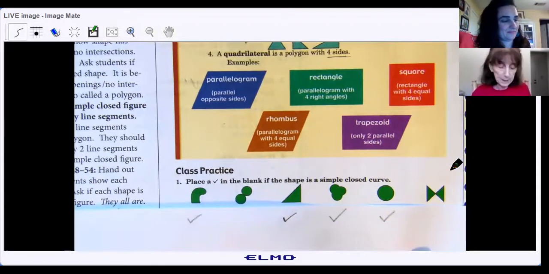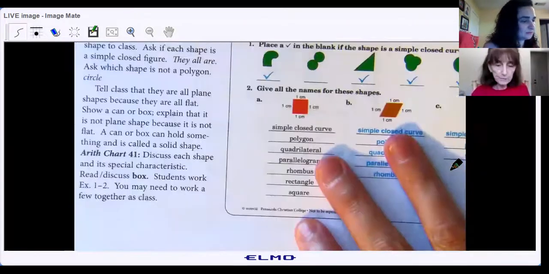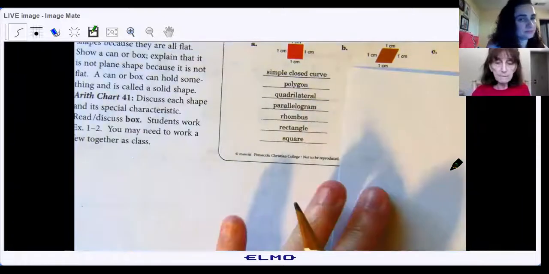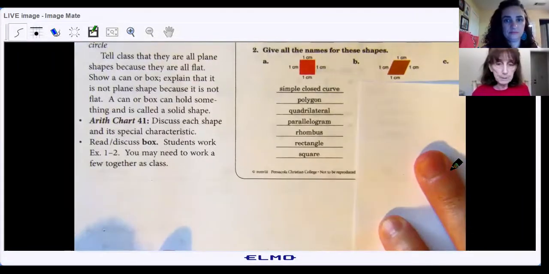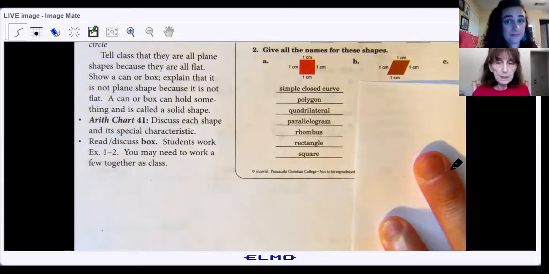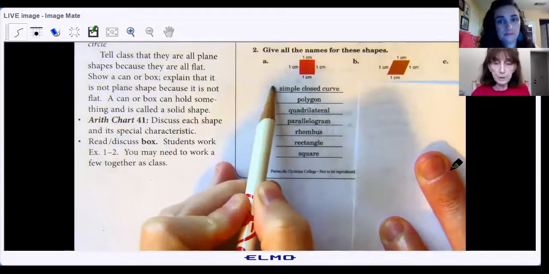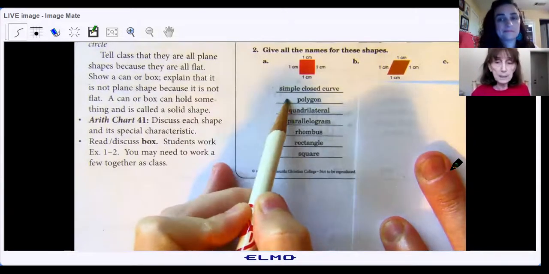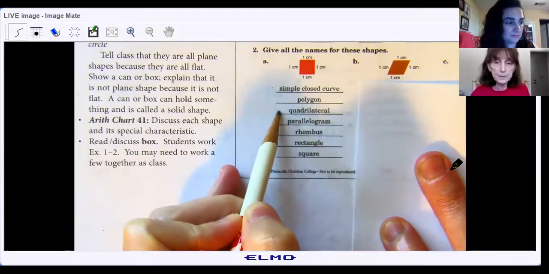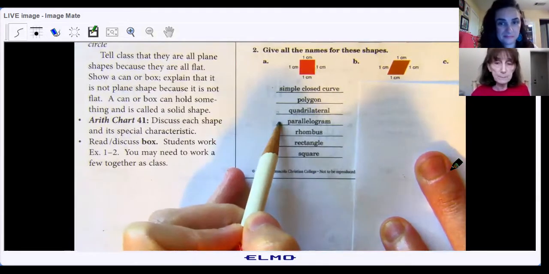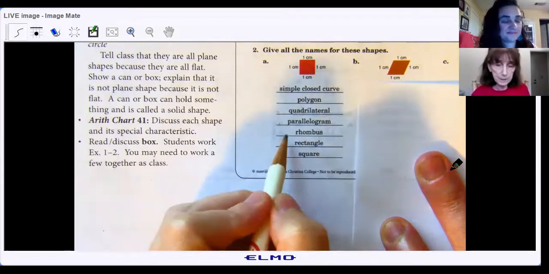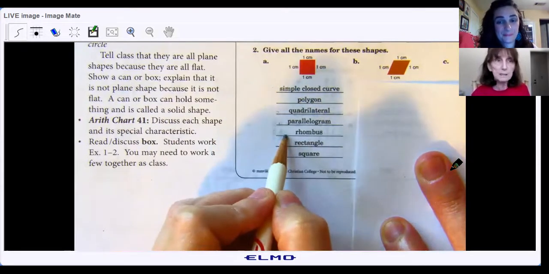All right, let's jump down to the next one. The first one, it says, give all the names for the shapes. Okay, the first one, is it a simple closed curve? Yes, there's no opening. Is it a polygon? Yes, it's made up of straight line segments. Is it a quadrilateral? Does it have four sides? Yes. Is it a parallelogram? Yes, because this side is parallel to that side. It's a rhombus too. A rhombus is more or less a square kind of just pushed. All right.